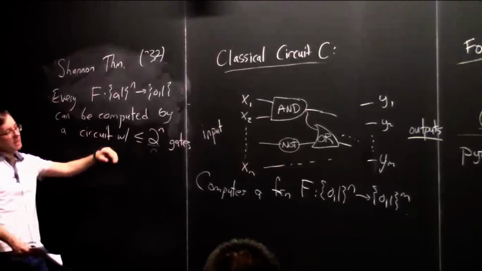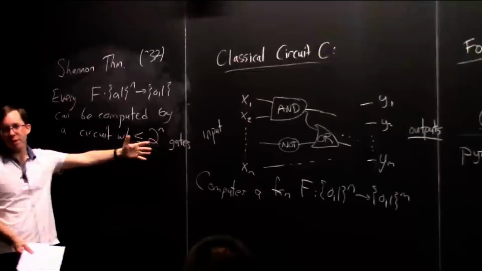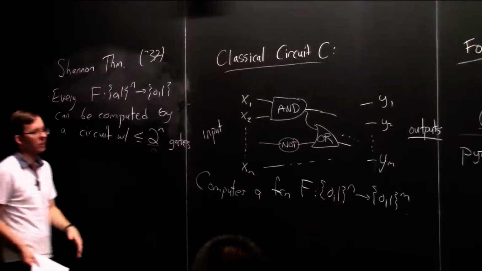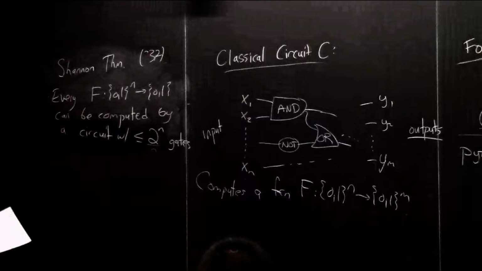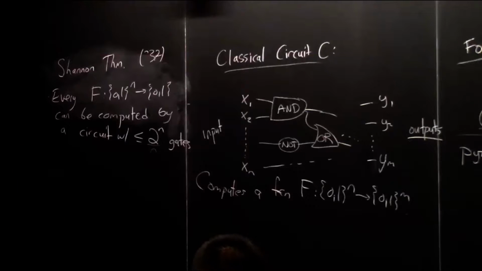So this is good and bad. It's good in that it says circuits can compute anything, but 2 to the n is very bad, right? Once n is a few hundred, 2 to the n is some unphysically large amount that you could never build in the physical universe. So this would be infeasible if you had to use it.